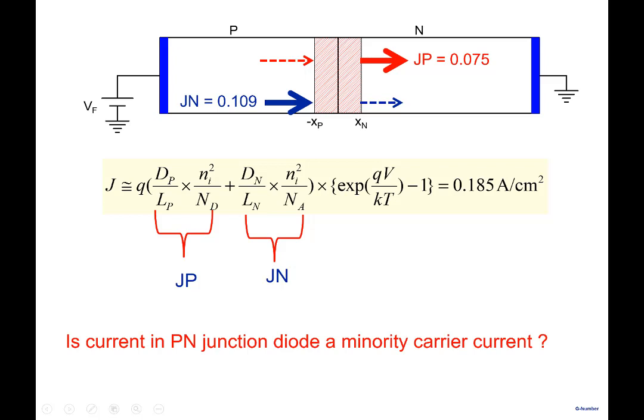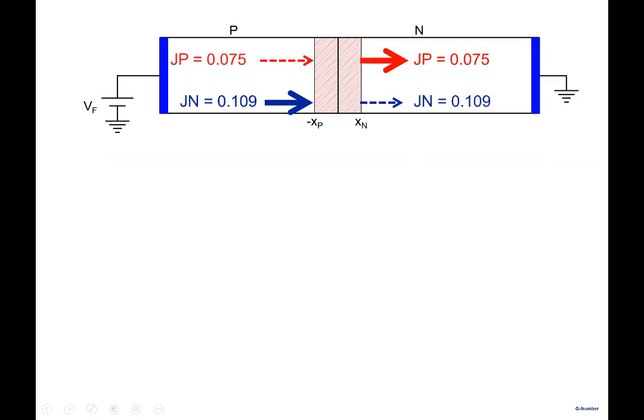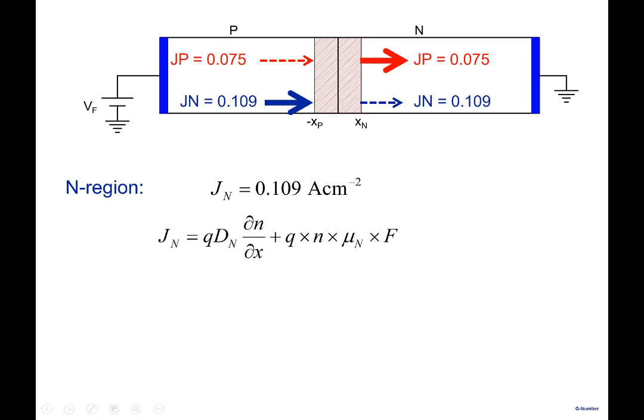Is current in a PN junction diode a minority carrier current? Well, I can calculate Jn and I can calculate Jp because I know the total current, right? Total current is there. So in the N region, Jn is 0.109. Jn is made up of these two terms. Remember, only hole current is diffusive. Jn is made up of these two terms. Rho is fine. Del n by del x is del p by del x. Just follow the arguments.